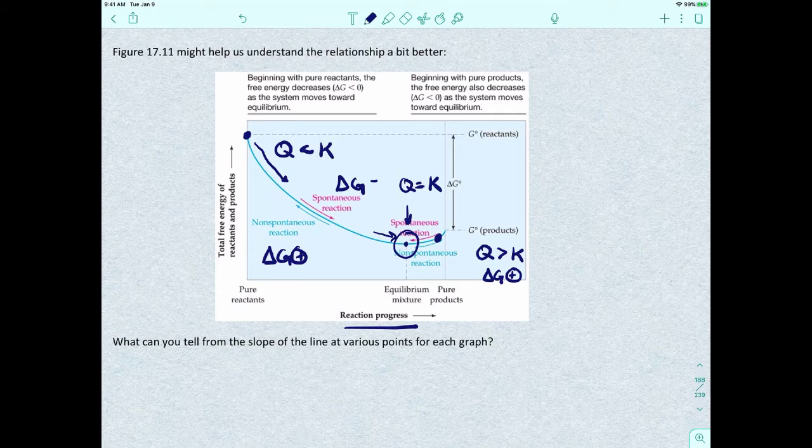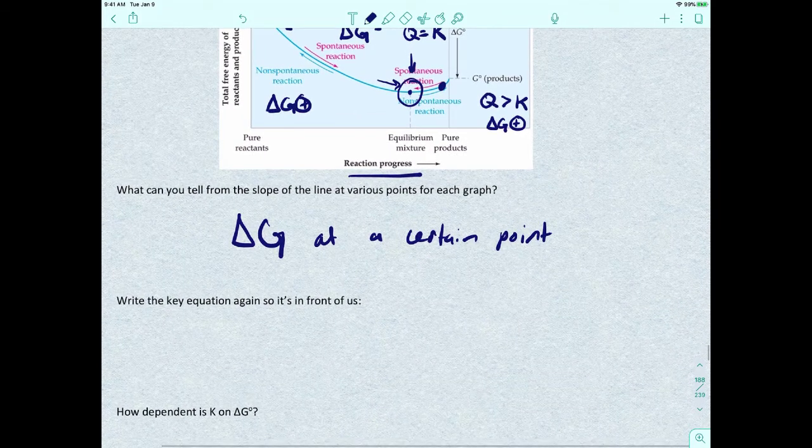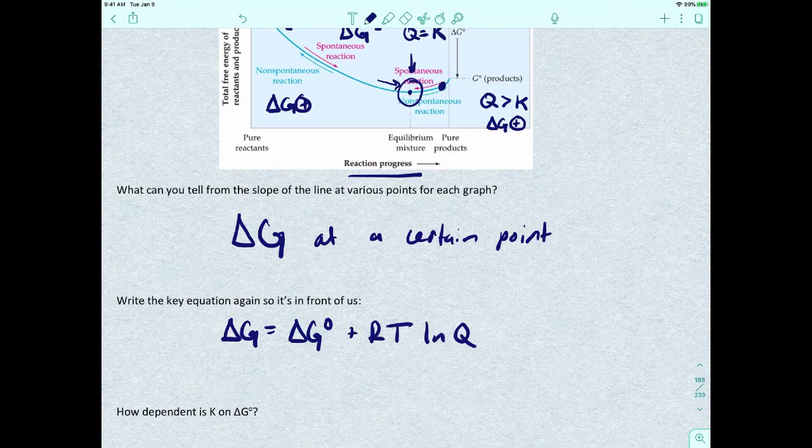All right, now what can we tell from the slope of the line at various points for each graph. So we can tell delta G at a certain point. Now, delta G, not delta G naught, delta G standard state. So the key equation, again, is that delta G is equal to delta G at standard state plus R times T times the natural log of Q. And then the other equation that we want to look at is delta G standard state is equal to negative RT natural log of K.